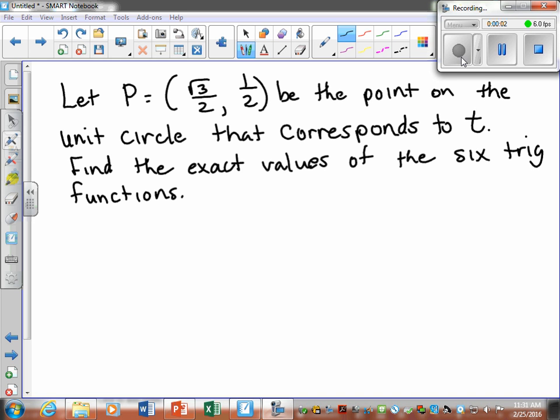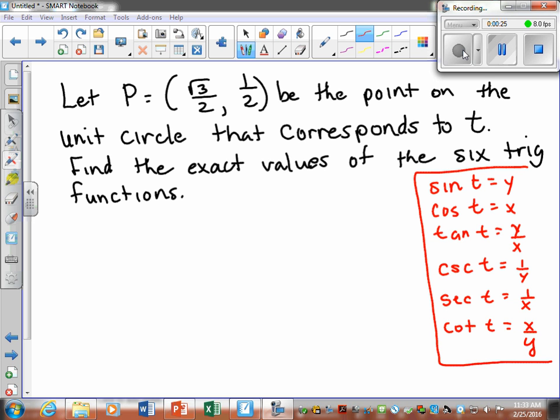Okay, we're going to pick up here with the first examples that we're going to work in section 2.2. Let P be the ordered pair that's given. It's a point on the unit circle, the circle that corresponds to T, angle T. Find the exact values of the 6 trig functions. So before I start, off to the side, I'm going to write my definitions down just so that they're available. Okay, so we'll have that as a reference while we're working.